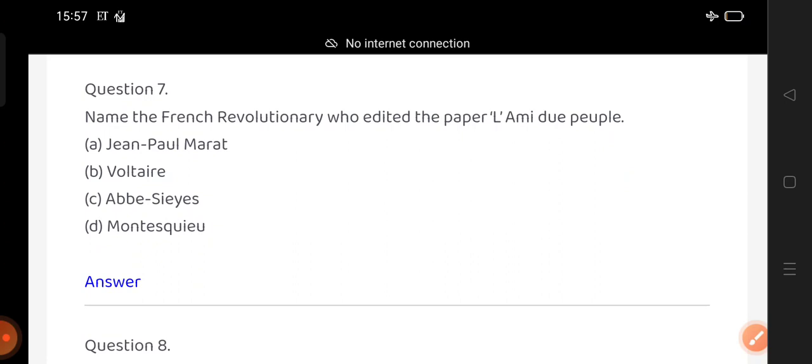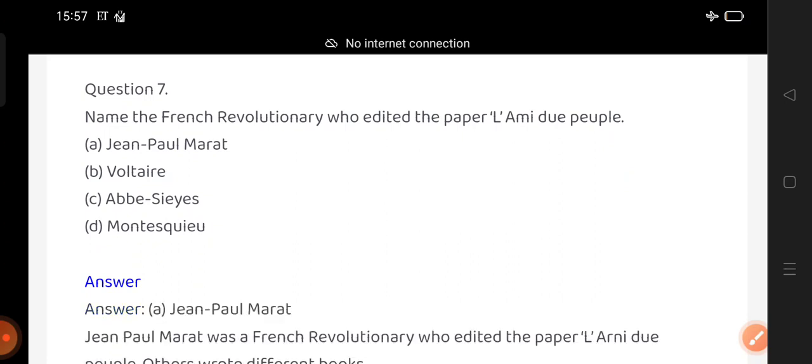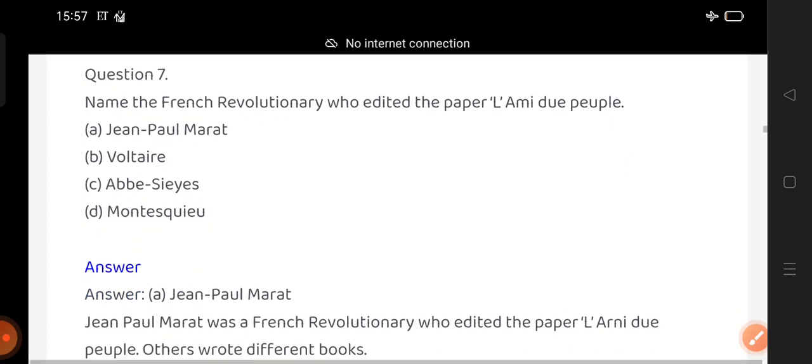Name the French revolutionary who edited a paper. The name is a little bit strange. This is a French word, so no need to be confused or bothered about the word. Just remember the name of the paper he edited. The answer is option A. It is not much important. If you want to remember, you can. If you don't, it's also okay.